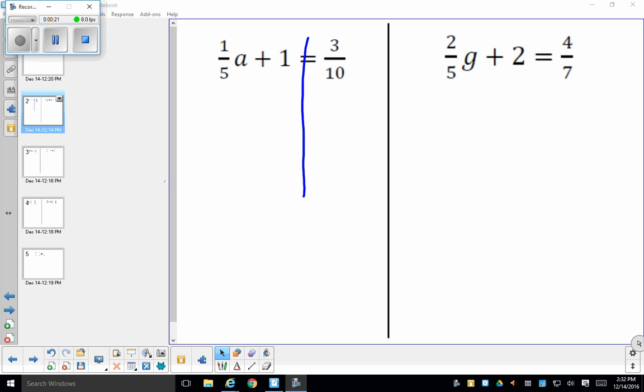So as I look at this problem on the left here, I have 1/5 a plus 1 equals 3/10. My goal in this problem is to kill all denominators. So what we're going to do is use the idea of the distributive property. I'm going to put parentheses around the outside.